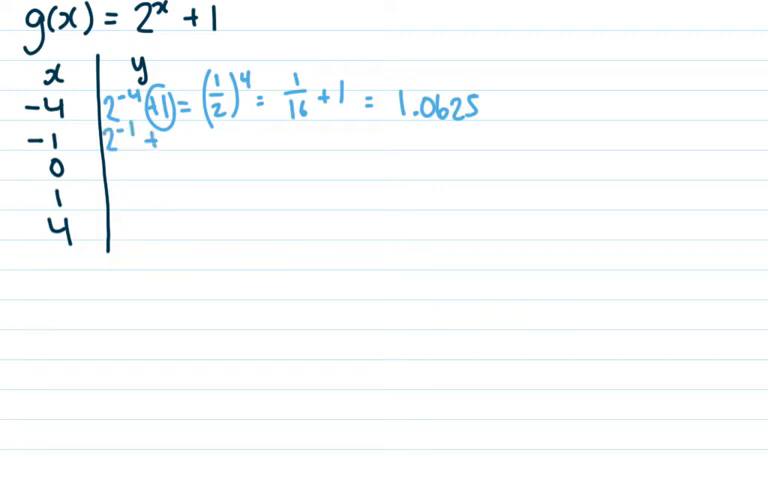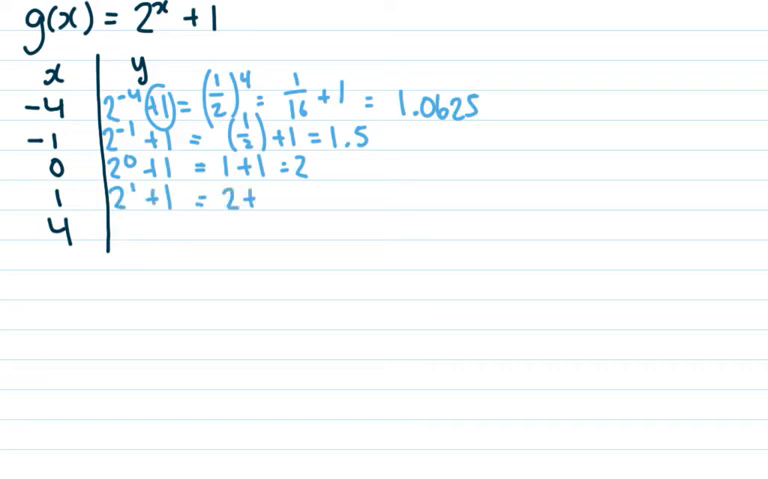2 to the power of -1 plus 1 is the same as 1/2 to the power of 1, plus 1 is 1.5. 2 to the power of 0 plus 1, 2 to the power of 0 is 1, plus 1 is 2. 2 to the power of 1 plus 1 is 2, plus 1 is 3. 2 to the power of 4 plus 1 is 2 to the power of 4 is 16, plus 1 is 17. So now just take a minute to plot these points on your graph.